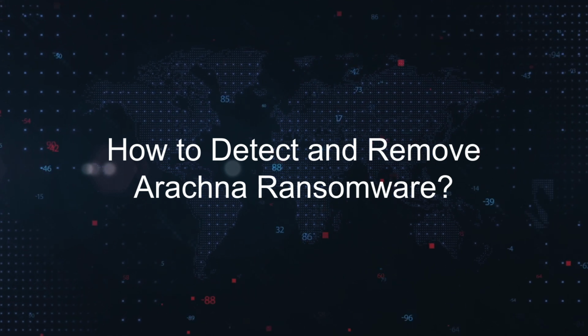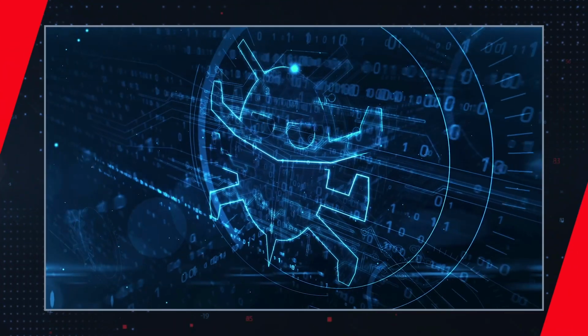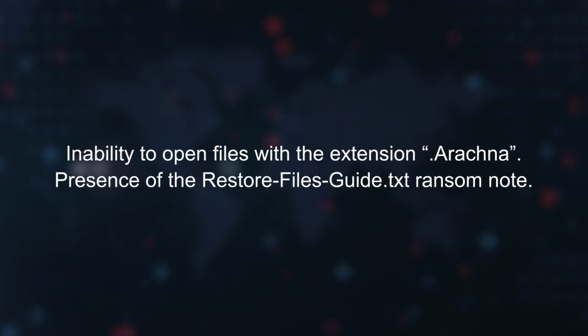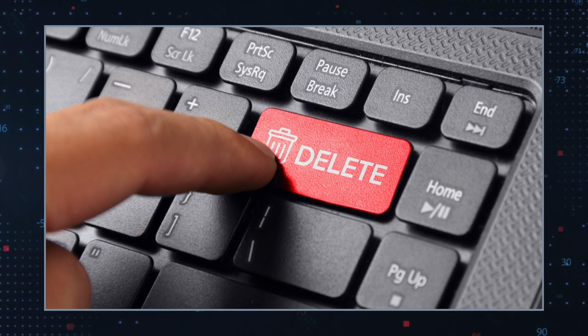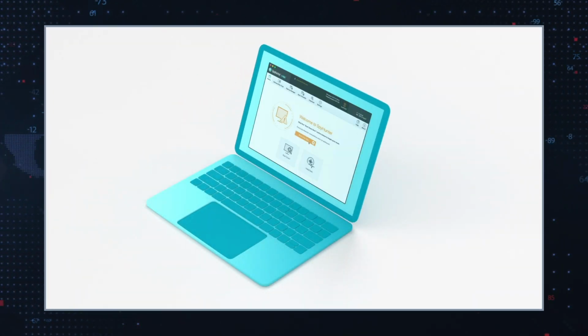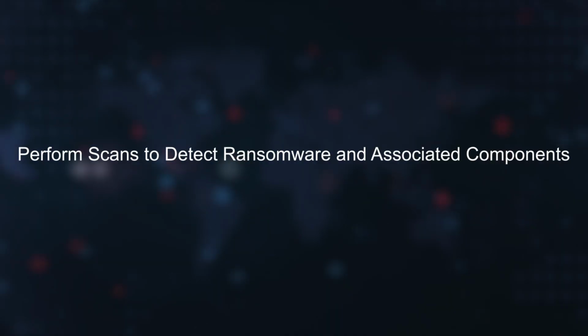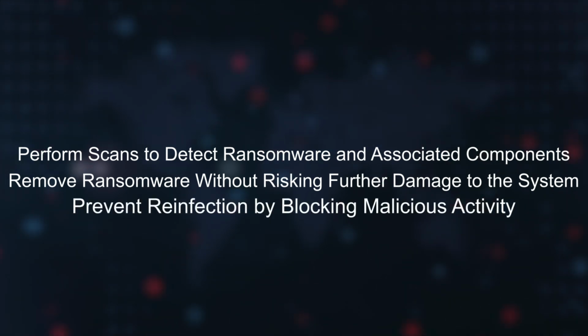How to detect and remove Arachna Ransomware. Signs of Arachna Ransomware infection include inability to open files with the extension Arachna, presence of the restore files guide.txt ransom note, and pop-up notifications detailing ransom payment instructions. Manually removing Arachna Ransomware is complex and may lead to further data loss if not done correctly. Instead, the best approach is to use a reputable malware remediation tool. These tools can perform scans to detect ransomware and associated components, remove ransomware without risking further damage to the system, and prevent reinfection by blocking malicious activity.